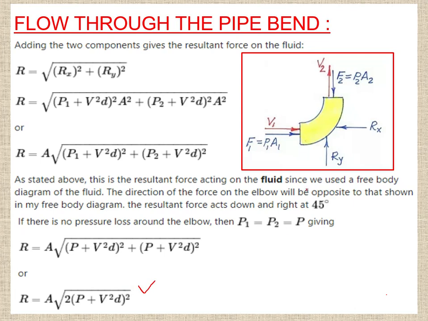The condition here says that if there is no loss in the elbow, then P1 will be equal to P2, so we can replace P1 and P2 with P, and finally the resultant anchoring force will be equal to this component. Thank you very much.